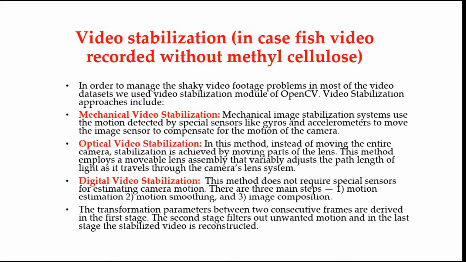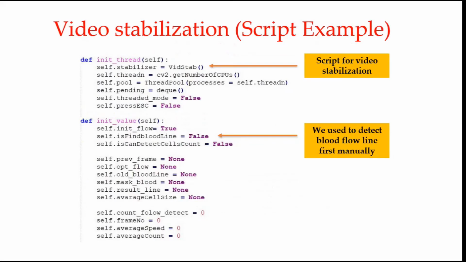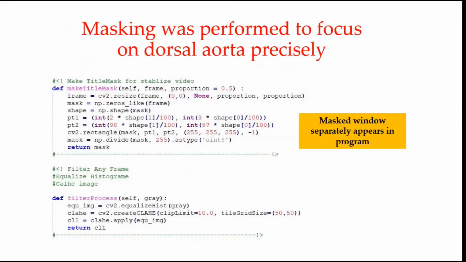So this is, I think, a very good approach, that you can get the length of the light as it travels through the camera's lens, and it's better. And then there is the method that does not require special sensors, called digital video stabilization, and it is based on motion estimation, motion smoothing, and image composition, based on the parameters of the consecutive frames, and also filtering the motion for the stabilized reconstruction. So these are the three commonly practiced and traditional approaches for video stabilization that are used in different languages like Python, MATLAB, and so on.